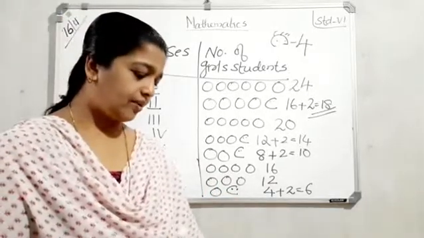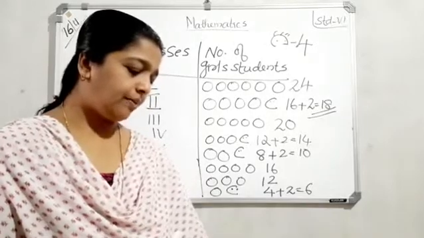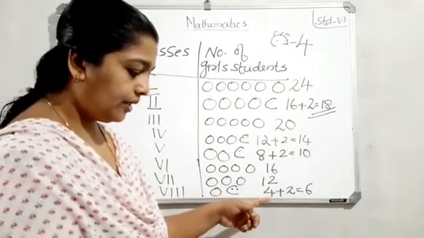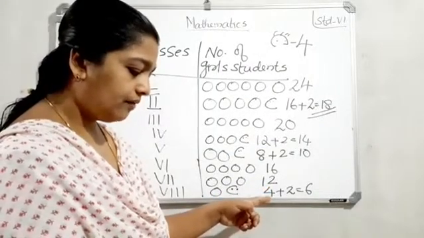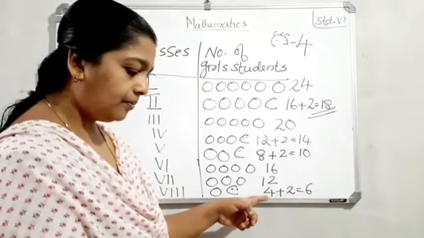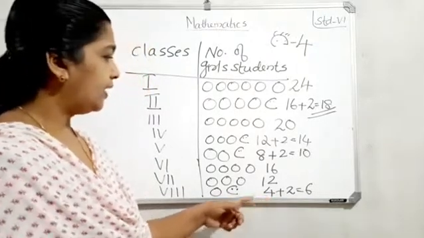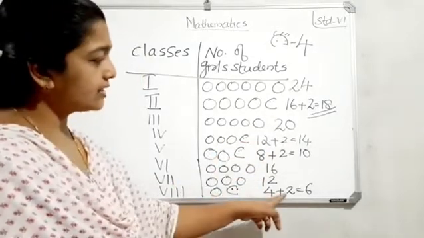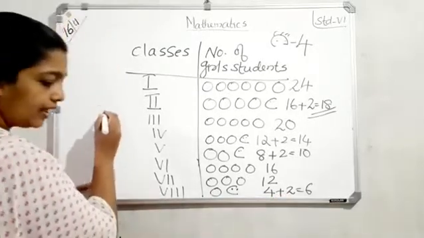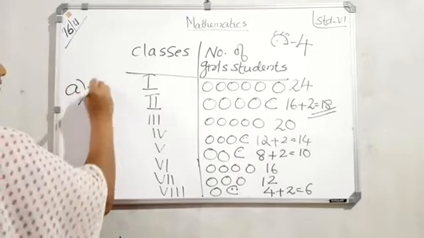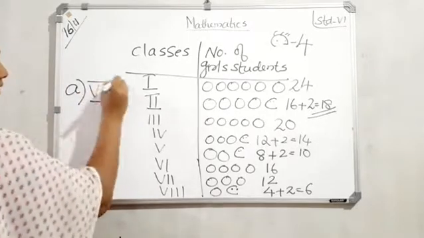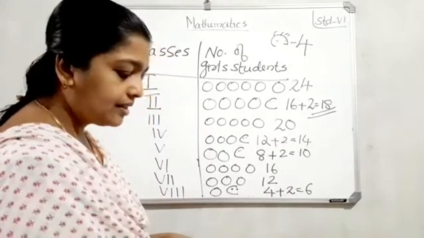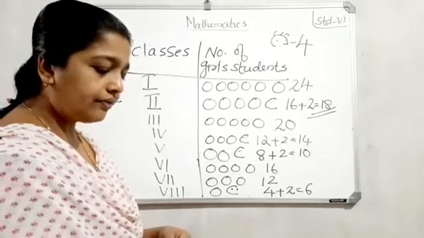Clear? Yes. Question number 1. Which class has the minimum number of girl students? Say the answer. Which is the smallest one? Minimum number of girls. Which class has the minimum number of girl students? Where? That is here only. Which class? 8th class. 6 is the minimum number. Yes. So the answer is 8th class.